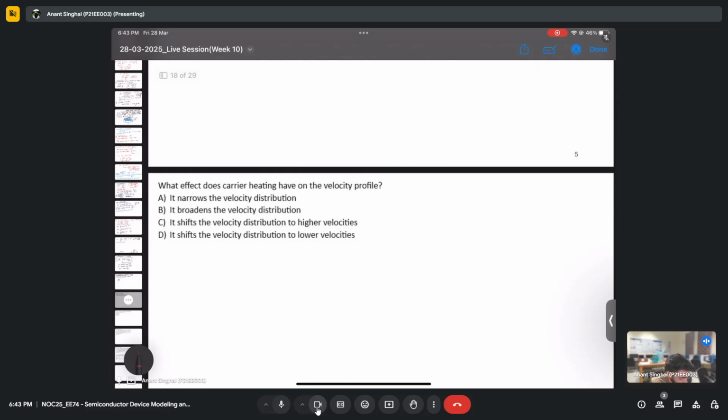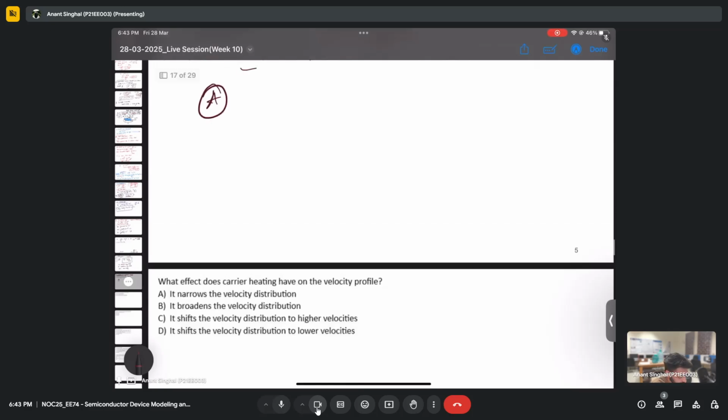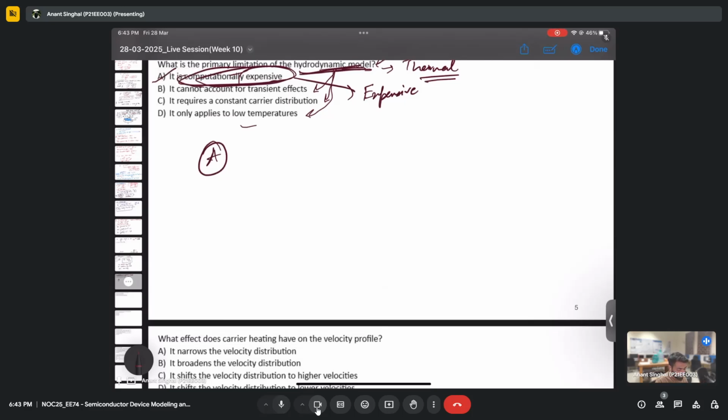Then it says, what effect does carrier heating have on the velocity profile? Can we use NextNano for TCAD? NextNano is a separate software. NextNano also does simulation, but there are three or four TCADs basically. TCAD is nothing but technology computer aided design, a designing software. There is Sentaurus TCAD from Synopsys, which is what we use because it is very accurate since it has all the physical models.